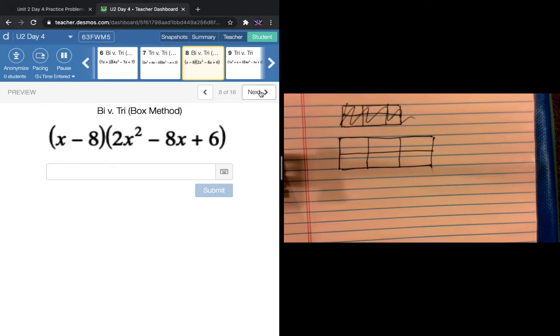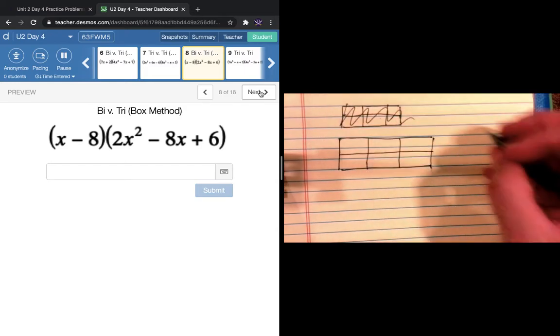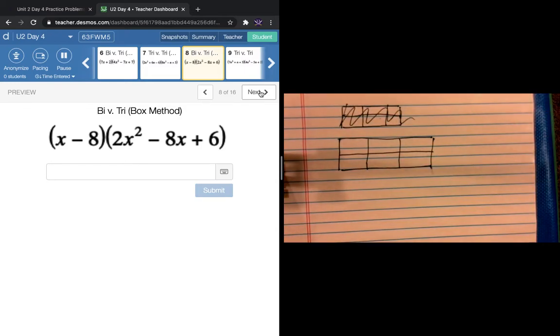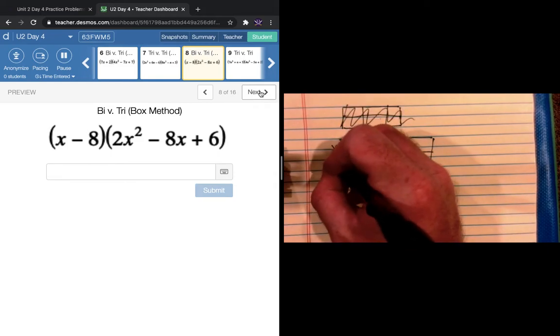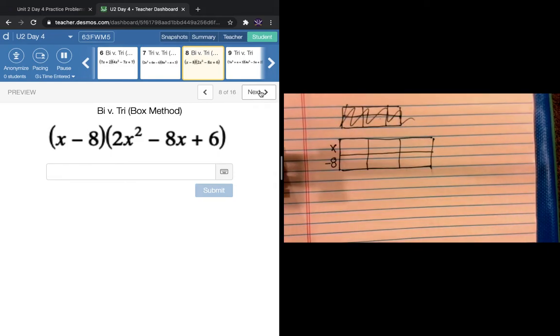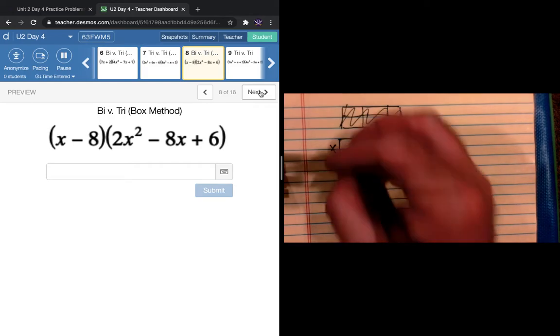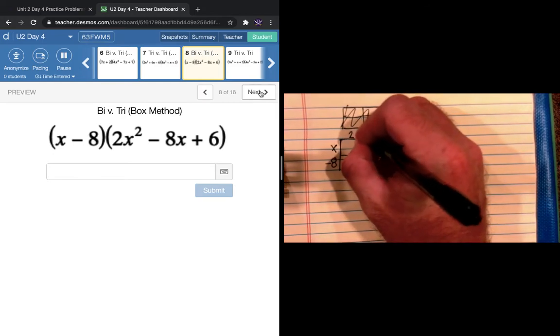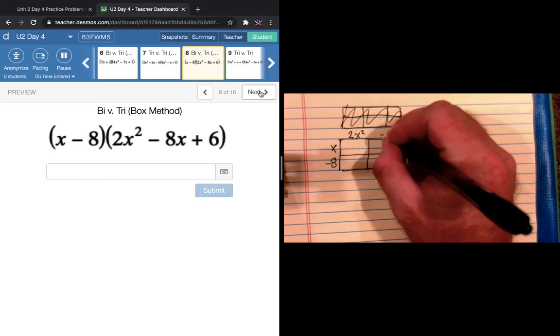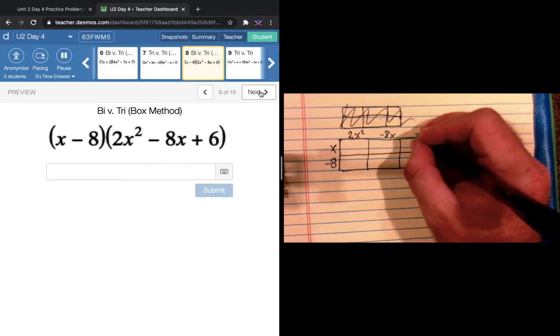There's my box. Now, what we want to do is take the terms. If this is my equation, x minus 8, we want to take that 2-term and put it here. Notice how I make this a negative 8, because we had the minus there on the 8. Then take your trinomial and put it on the top, across each column. So I've got a 2x squared, a negative 8x, and a 6.